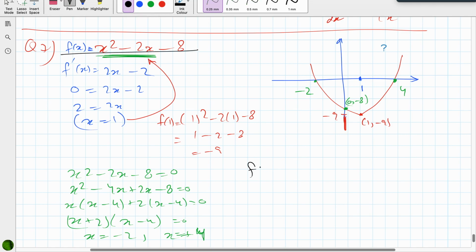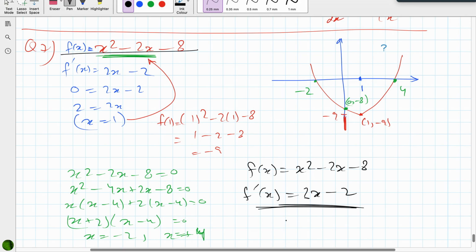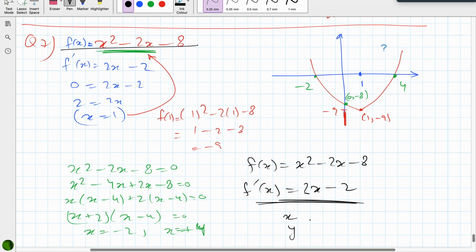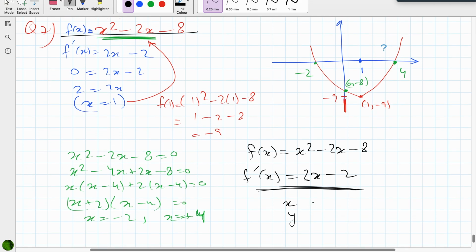Bring this down. f(x) = x² - 2x - 8, so f'(x) would be 2x - 2. Now I am sketching 2x - 2. I know the gradient, but I'm going for the conventional method, substituting a few points: when x is 0, when x is 1, when x is 2. Two points are also enough, but we are sketching, so I would need more.